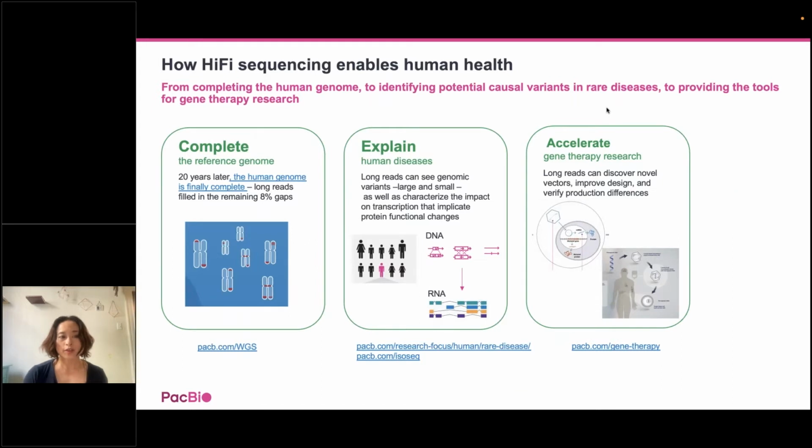Sequencing has been used on PacBio not only for AAV vectors. In fact, our most popular applications are sequencing whole genomes. We've recently helped complete the human genome 20 years later to fill in the 8% of remaining gaps. PacBio sequencing has been used to explain human diseases, both by sequencing the DNA and the RNA. Finally, in today's talk, you'll hear about how sequencing is used to accelerate gene therapy research.